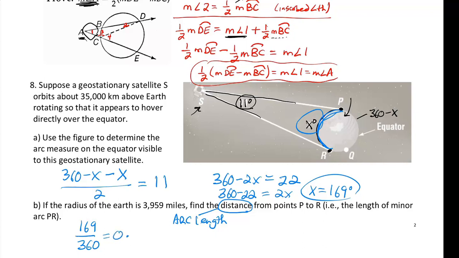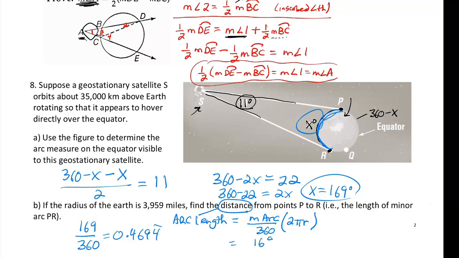This is 0.4694, repeating. So to find arc length, we do the measure of our arc divided by 360. I just did that and got 0.4694. And then we multiply by the circumference. Do you remember what the circumference of a circle is in terms of r? It is 2 pi r.